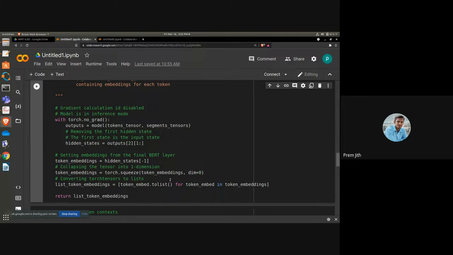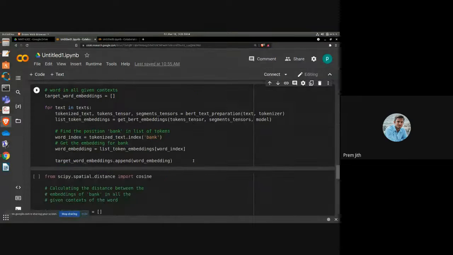Then token embeddings is equal to torch.squeeze of token embeddings, comma, dim equal to 0. So you combine everything, or choose the data, so that you get a single vector representation for the embedding. Then converting torch tensors to list: you can also convert the embeddings into some list. That is also possible.